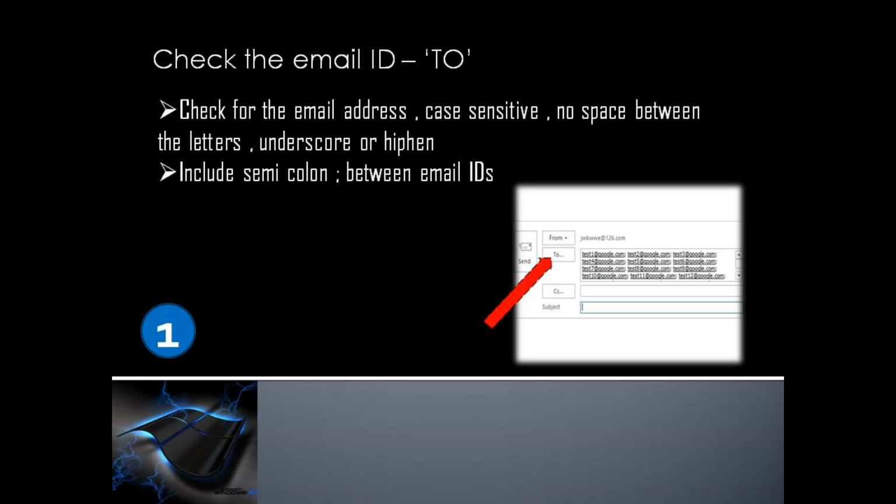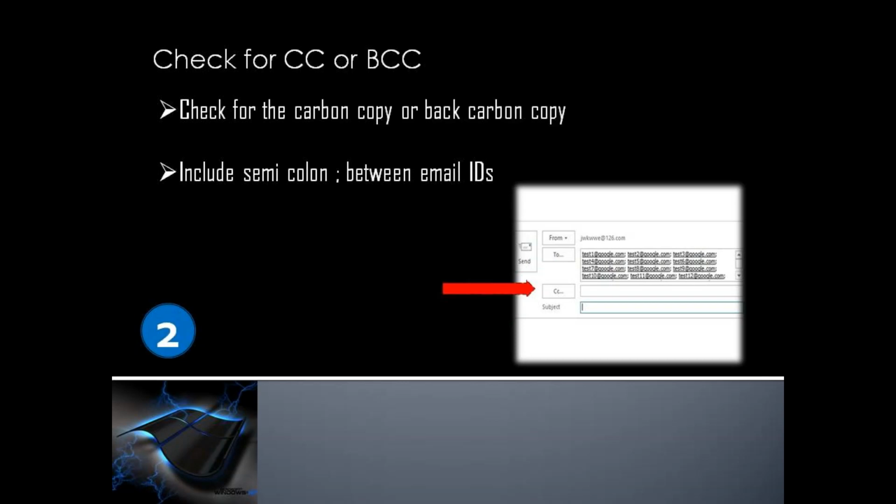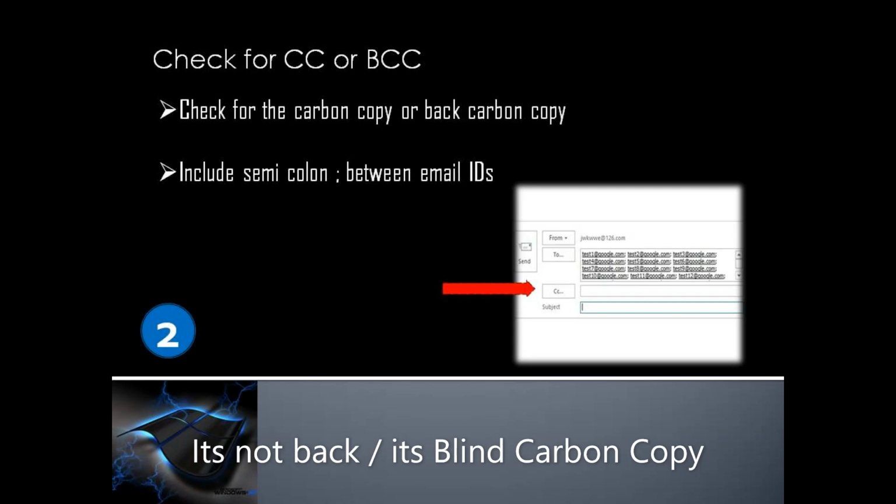Now check the email ID, that is the To column. First and foremost, you must check the email address of the person to whom you are sending, whether it is case sensitive or not, that is capital letters or small letters, whether the email ID has a hyphen or a semicolon. If you're going to send to more than one person in the To column, then you must separate the email addresses by semicolon. So please make sure of this.